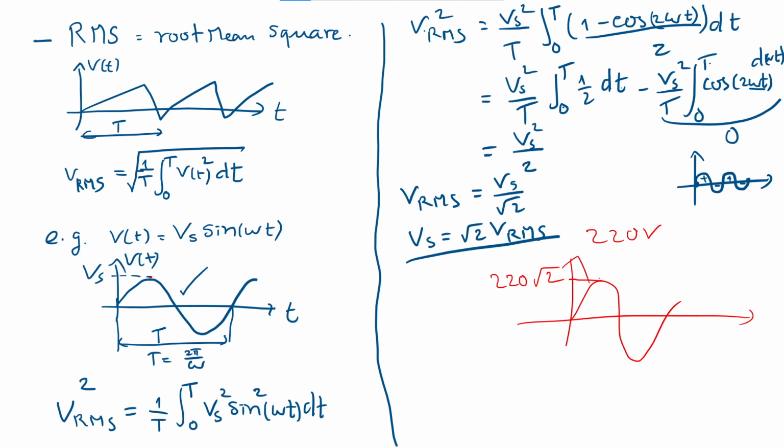We don't say the maximum voltage of that sine wave, right? We say 220 volts, which is actually equal to the maximum divided by the square root of 2.